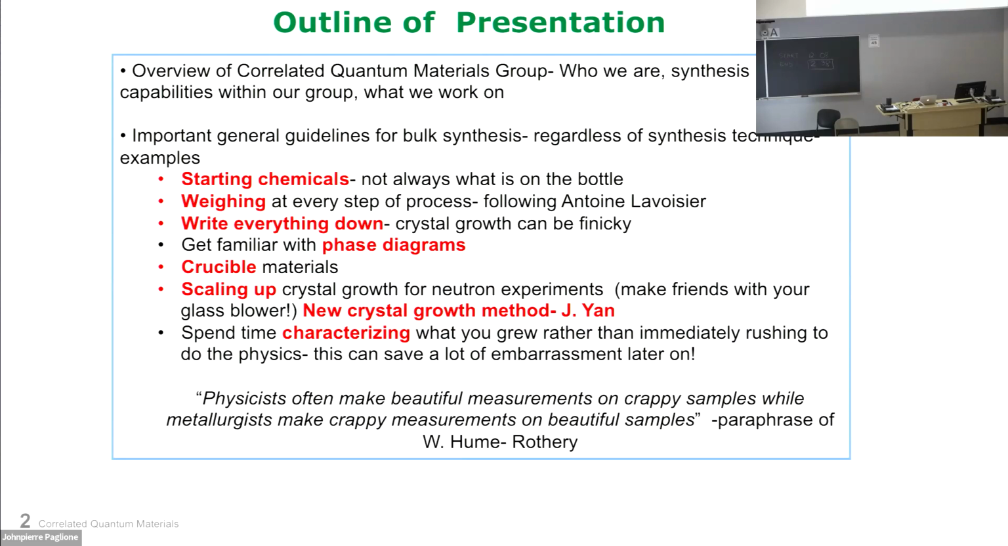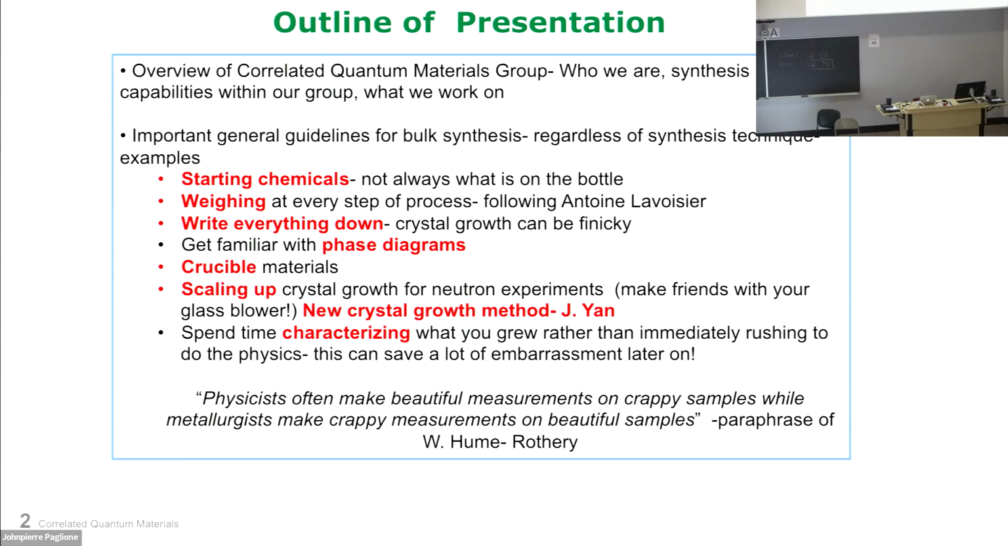So there are things like, which should be pretty straightforward, the starting chemicals that you use, why it's important to weigh things at every step of the process, the importance of writing everything down in your lab books, even things that you think may not be that important. I'll give you a couple examples of when this is really important. Talk a little bit about phase diagrams. This is particularly important if you're growing things by flux techniques, for example.